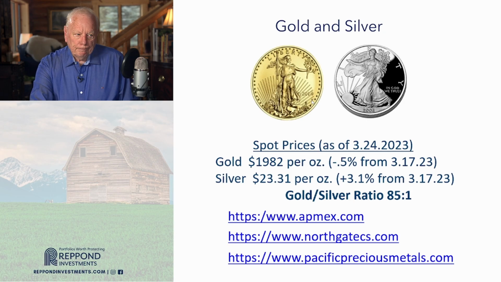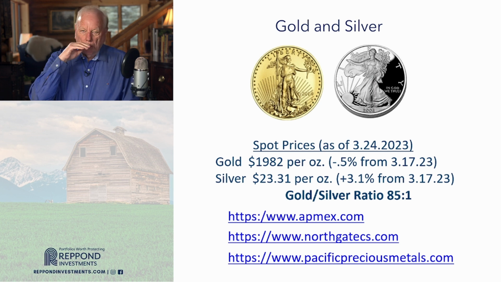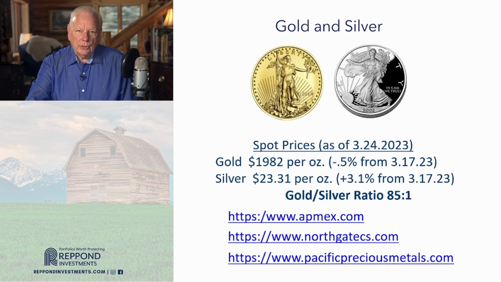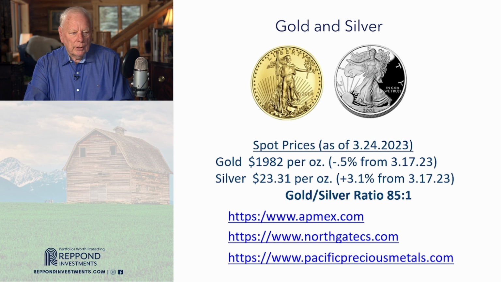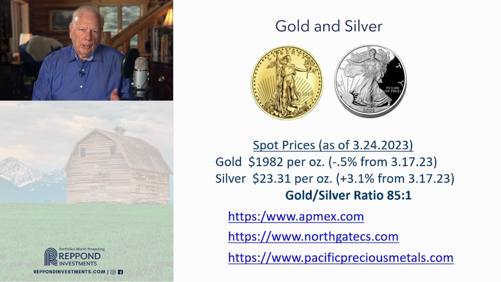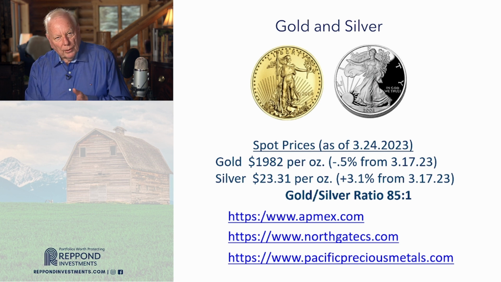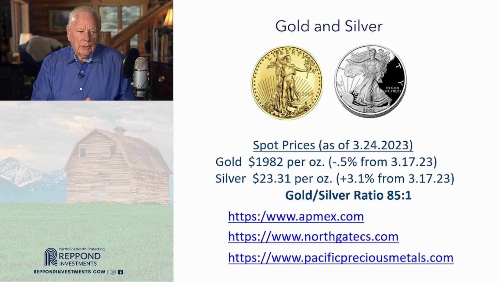Gold and silver. So you saw on the gold chart that it was kind of flat for the week. It has gone up nicely and then stabilized. Silver continued to go up this past week with a gain of 3.1%. Gold was negative by 0.5% compared to the previous week. So this is comparing Friday prices on March 24th to the previous Friday prices on March 18th.